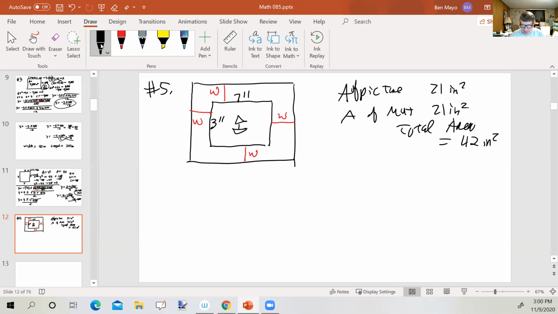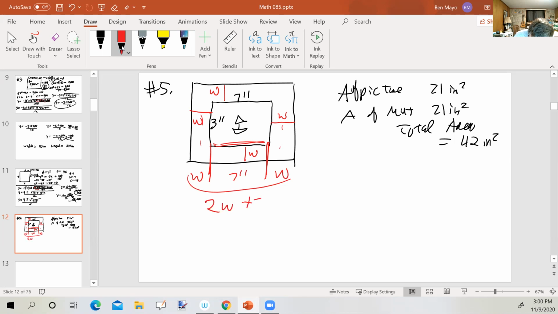All right, now let's look at the big picture, the picture and the mat, the whole thing. We know that this distance right here, the bottom of the picture, is 7 inches. But here, this is W, and here, this is W. So this whole thing is 2W plus 7. Now let's look over here. This is 3 inches. This is W, and this is W. So this whole thing is 2W plus 3.